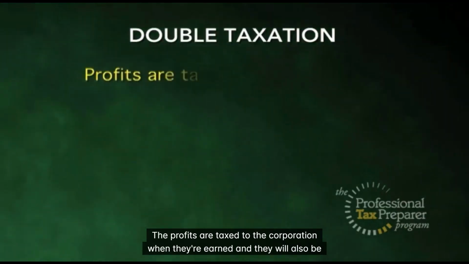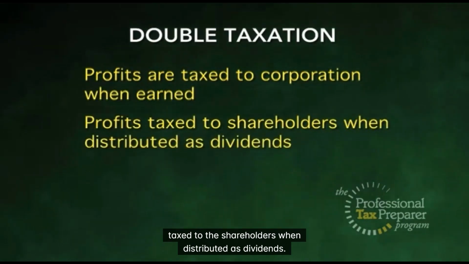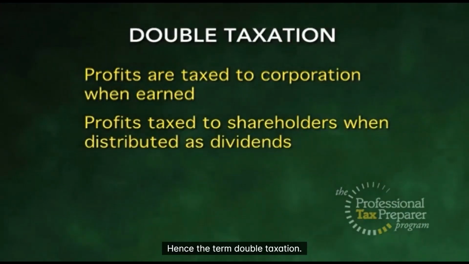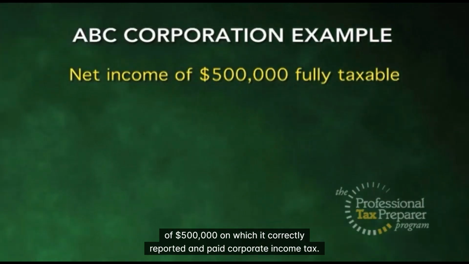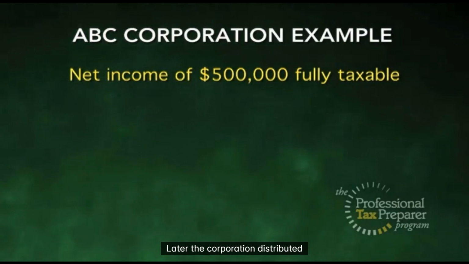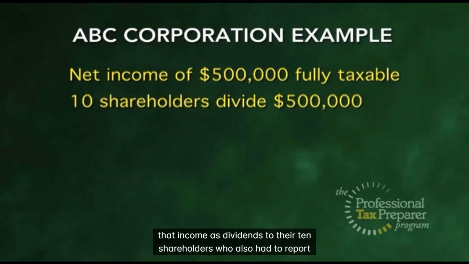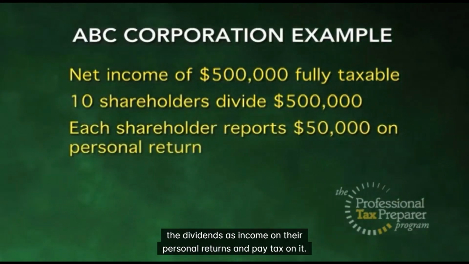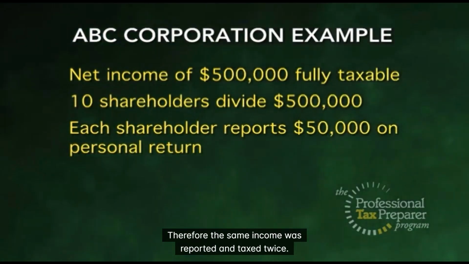The profits are taxed to the corporation when they're earned, and they will also be taxed to the shareholders when distributed as dividends. Hence the term double taxation. For example, ABC Corporation had income of $500,000 on which it correctly reported and paid corporate income tax. Later, the corporation distributed that income as dividends to their 10 shareholders, who also had to report the dividends as income on their personal returns and pay tax on it. Therefore, the same income was reported and taxed twice.